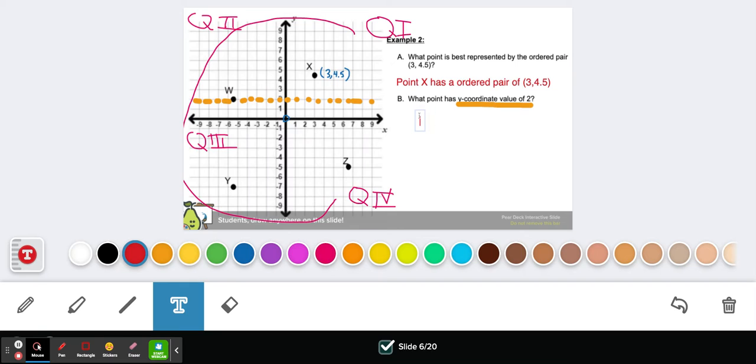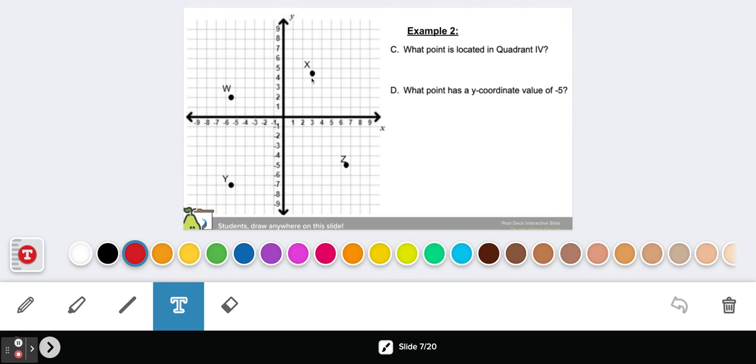So point W has not an ordered pair, but a y-coordinate of 2. Okay, and that's all we had to write for this one. And let me expand this a little bit more. There you go.